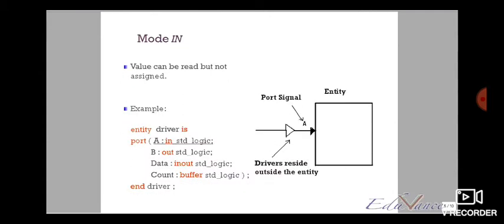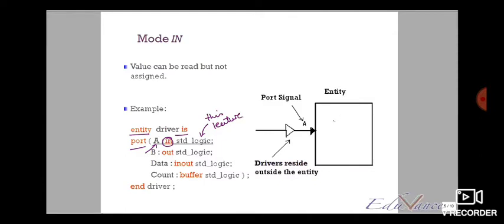So in the mode in, the example is fairly simple. These are my keywords: entity driver is, then I have the keyword port. I specify the pin or the port first. This is the mode of the type input, and this is the data type which we'll look at as a part of this lecture itself.